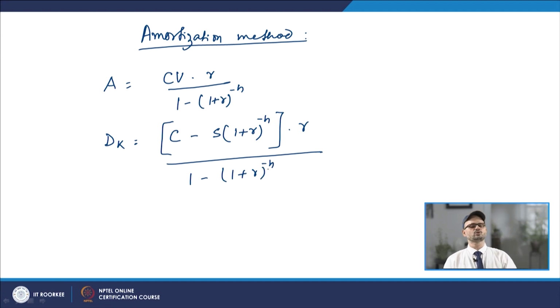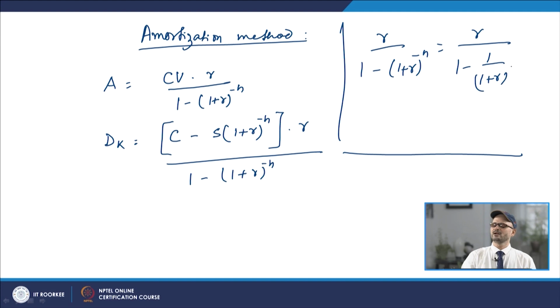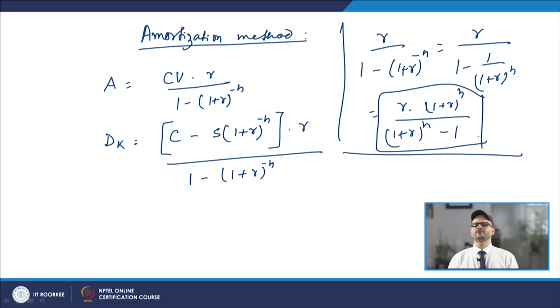So it is nothing but the P by A factor, or the A by P factor, which we have discussed in the interest cases where we are getting the annuity value, or the equal annual amount. That is being expressed in terms of a factor. If you look at this factor, it will be R by 1 minus (1 plus R) raised to the power minus n. It is nothing but 1 minus 1 by (1 plus R) to the n. So basically it will be R into (1 plus R) to the n divided by (1 plus R) to the n minus 1. This is the A by P factor, or you should do the reverse for the P by A factor.